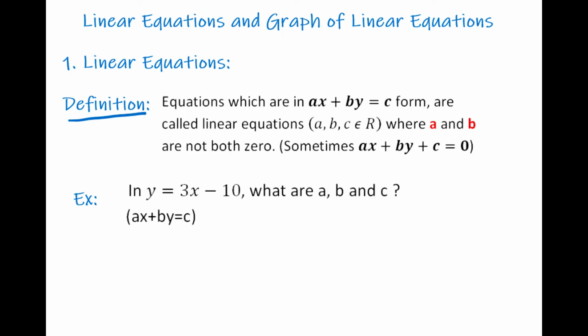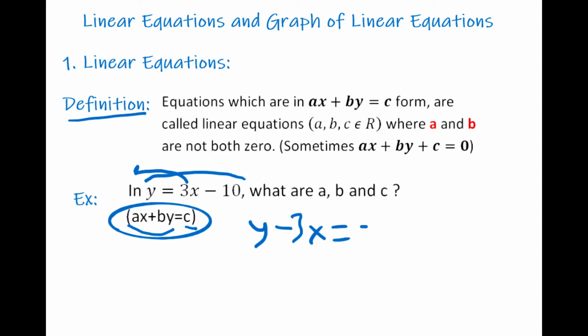We have a question here, and it says in y is equal to 3x minus 10, what are a, b, and c? Where the equation is in this form. We need to show it in this form. How? As you can see, x and y on the left, and on the right there is just one constant. So I need to send this 3x to the left. So it's going to be y minus, here it was positive 3x, and that's going to be negative 3x, is equal to negative 10, guys.